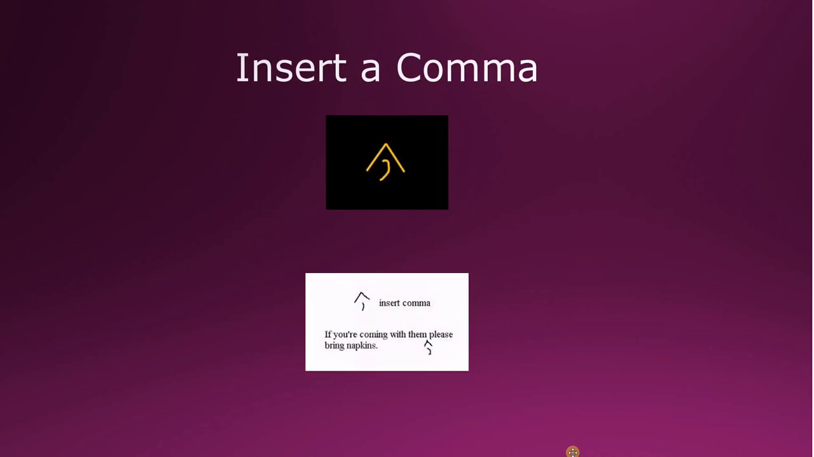Insert a comma. In order to insert a comma, you would need to add the following symbol. Insert a comma. If you're coming with them, comma, please bring napkins.